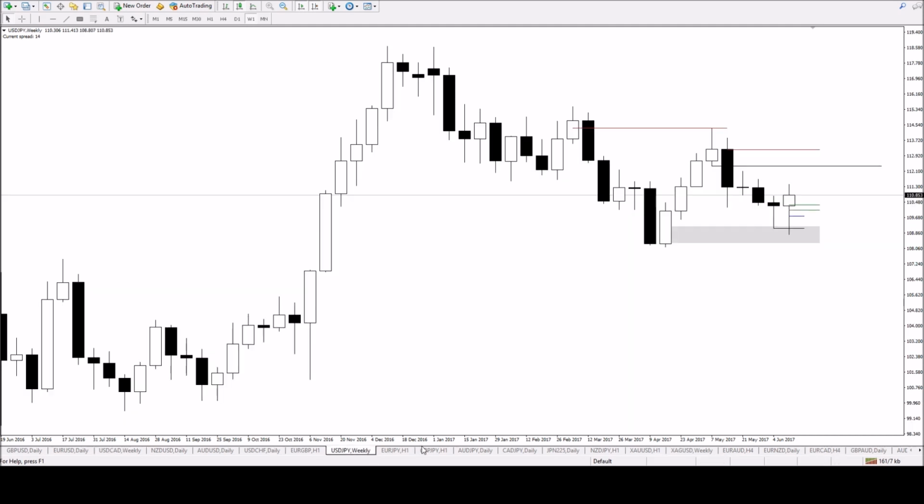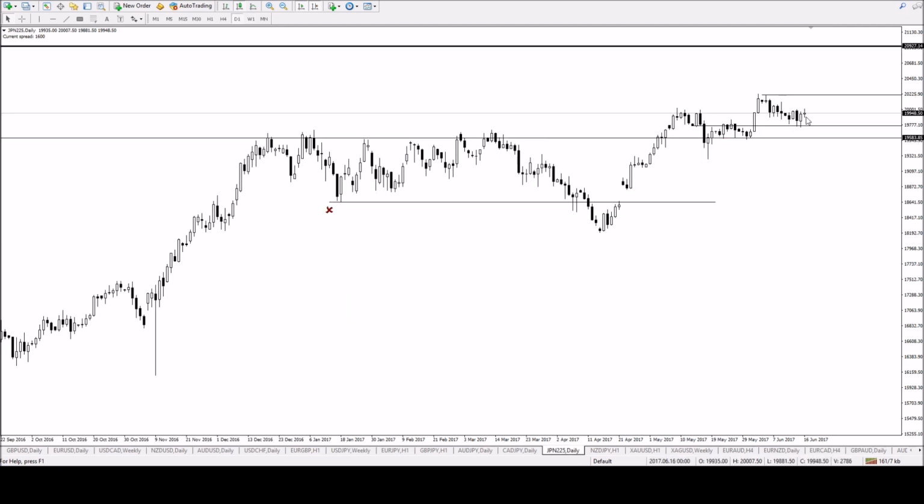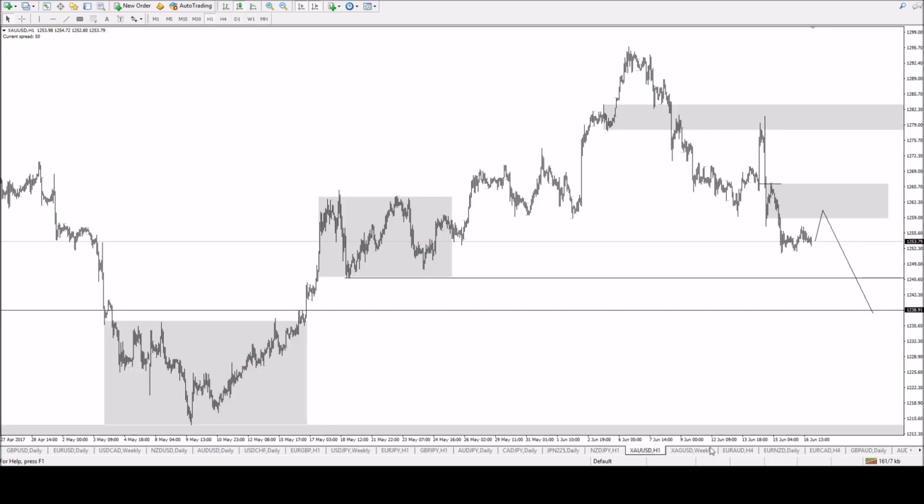So what would be the best pairs to go long? Aussie and CAD yen. Whichever gives me the clearest price action, but ideally I want dollar yen. Dollar yen is, as I've explained, supported by the Nikkei and gold and silver. Okay, so I hope that makes sense, and let's see how price unfolds going into the week.